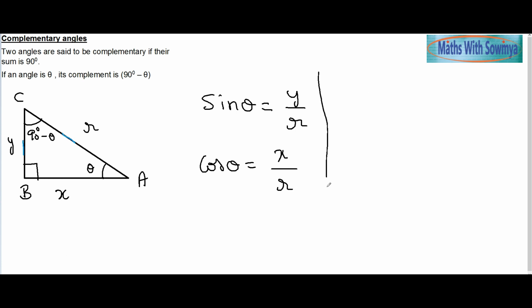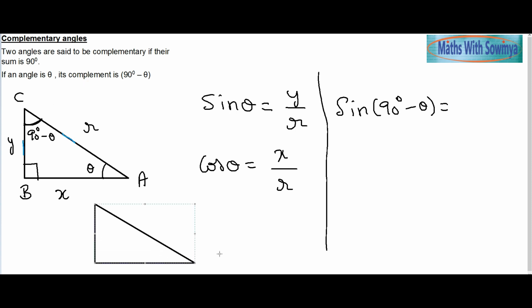Now let us find sine of 90 degrees minus theta. That means we need to find this angle. We did this in the previous class. We can just change the position. So C I will put here, B as it is, A here. Now this is theta and this is 90 degrees minus theta. AB is x, so x comes here, y here and r here.